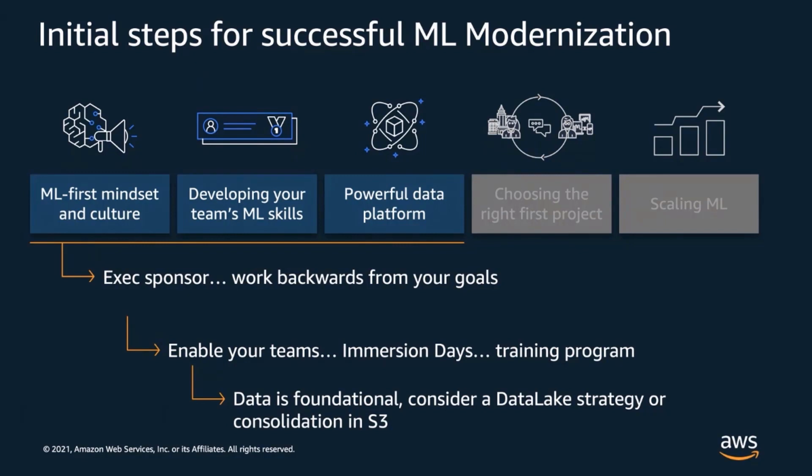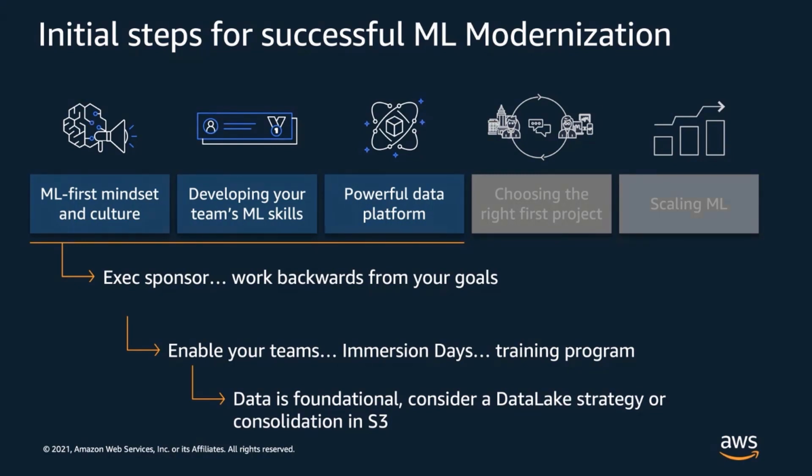So when we think about the ML first mindset culture, having executive sponsors at the C-suite level to think about machine learning and drive that mindset, and then start working backwards from your goals as a company. Depending on what industry you're in, depending on the size of your company, you could elect to have goals such as, we want to use machine learning to increase customer loyalty or reduce customer churn, or possibly to drive operational efficiencies, or it could be to grow revenue. But working backwards from your goals to drive those use cases is absolutely key.